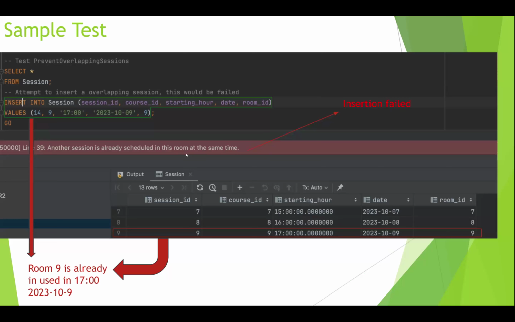And here is our sample test. You can see here, we use our functions, and we want to insert a session with session ID 14, course ID 9, on 2023 October 9th at 7 o'clock to room 9. However, you can see in our session table, there's already a session at the same time in the same room, so it will show the error message: another session is already scheduled in this room at the same time. So the test is successful, and we cannot insert the session into our session table.